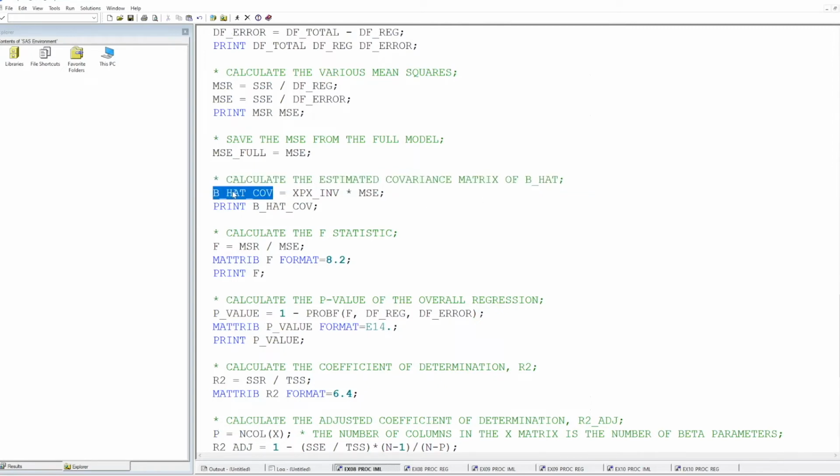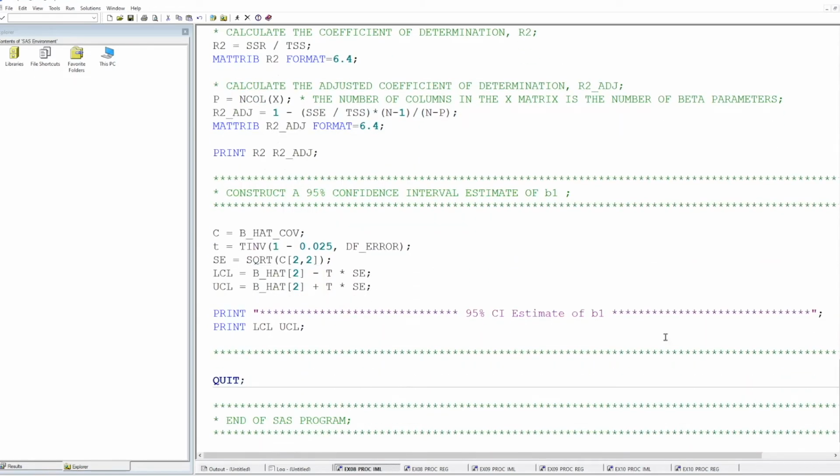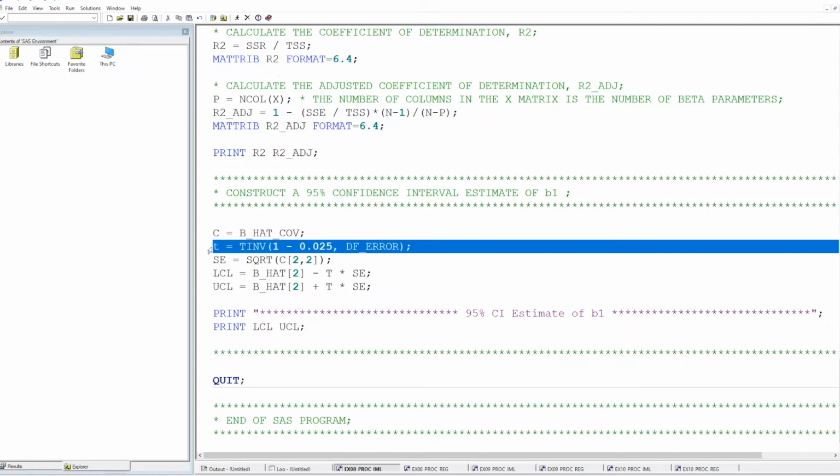I'm going to call that b hat cov, and that's equal to the product of the mean squared error with the X prime X inverse matrix. I'm just going to put that whole resulting matrix in b hat cov. So now I can very easily get the variance that I need. I'm going to be consistent with how the book represents this, so I'm going to call that C. In this particular section, we get our t-value using the t-inverse function in SAS.